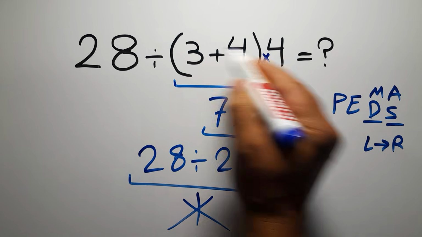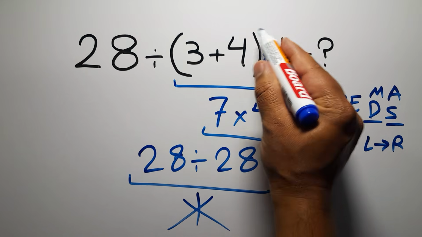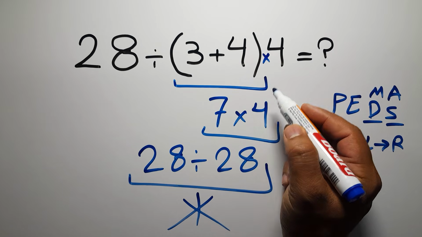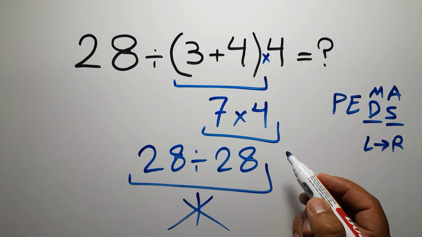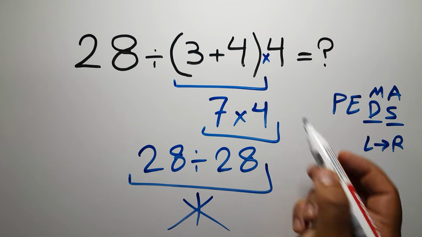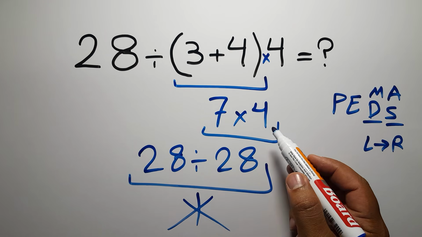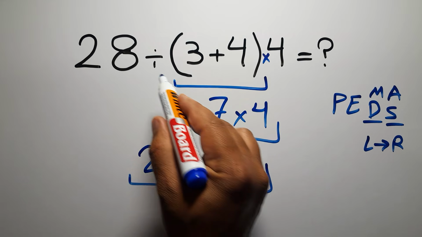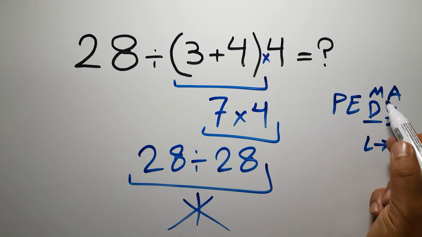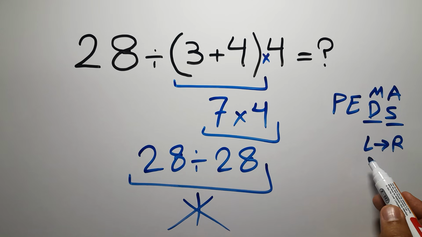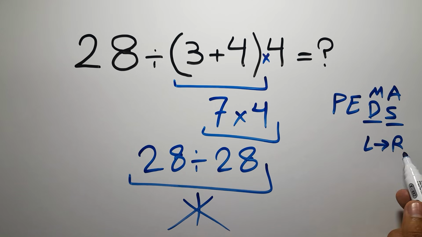In mathematics, when a number is next to parentheses, it means multiplication, and we usually don't write the multiplication sign for brevity. Okay, so first we have to do this parentheses, and after this parentheses we have one division and one multiplication. As I said, multiplication and division have equal priority, and we have to work from left to right.